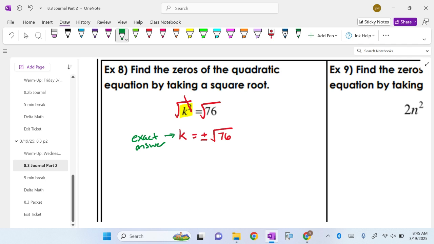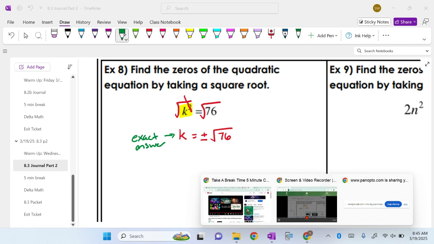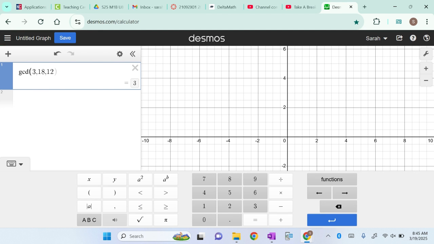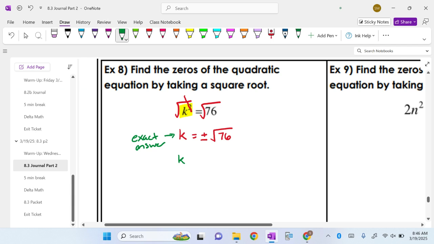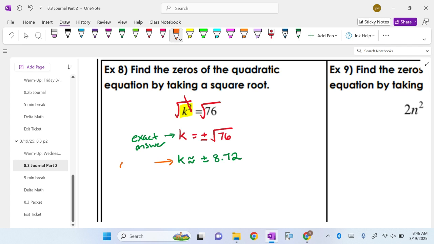Now, if I asked you to give me a rounded answer, let's just say round to the nearest hundredth or 2 decimal places, I would just put in my calculator, so you can either do a TI or Desmos, but since I already have Desmos up, I'm just going to use Desmos. So I'm going to type in square root of 76, and I'll get 8.72 if I rounded. So K would be approximately, remember the squiggle equal sign means approximate, plus or minus 8.72. So this is my approximate answer.